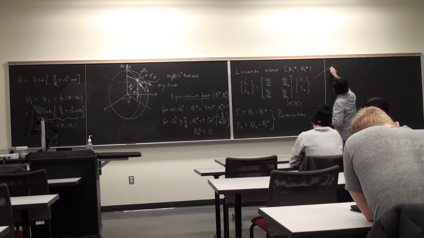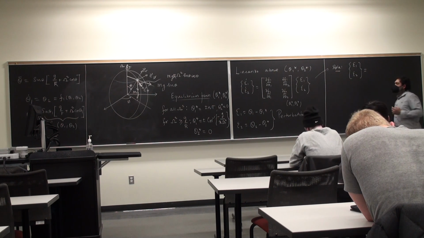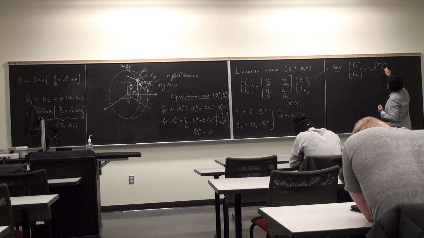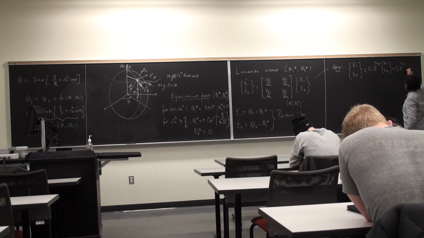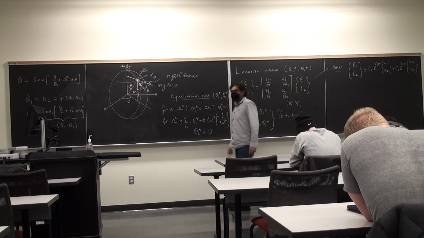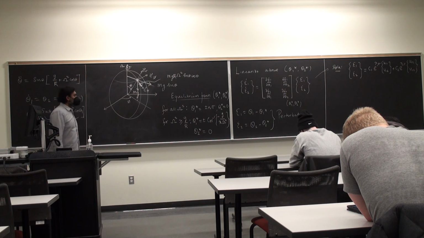So the solution is epsilon 1, epsilon 2. This is equal to constant e to the power lambda 1 t, some column vector, plus e to the power lambda 2 t, some other column vector. Okay, so this is the solution for the perturbed system, which is obtained by linearizing about a family of fixed points, whatever we choose.